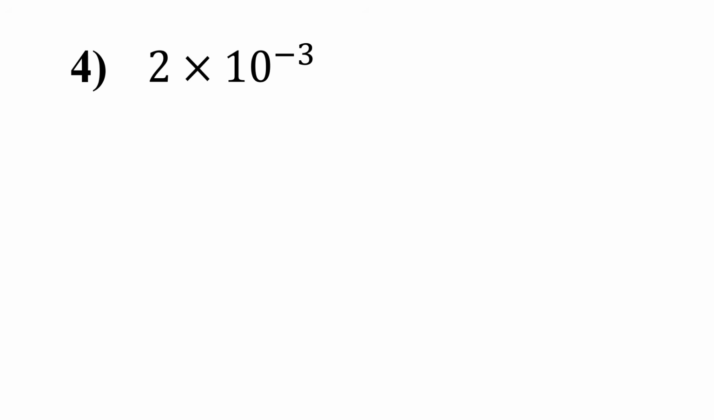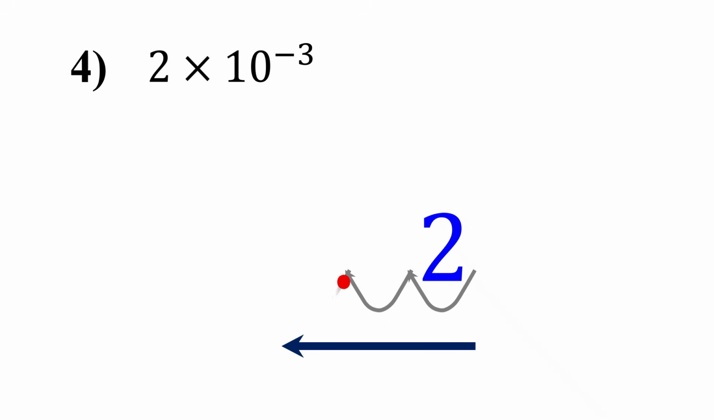Here we have 2 times 10 to the negative 3rd power. The exponent is negative 3. So we move the decimal point 3 places to the left. Remember again, for whole numbers like this, the decimal point is at the end. So we move it to the left 1, 2, 3 places. Then, just like before, fill the empty spaces with zeros.